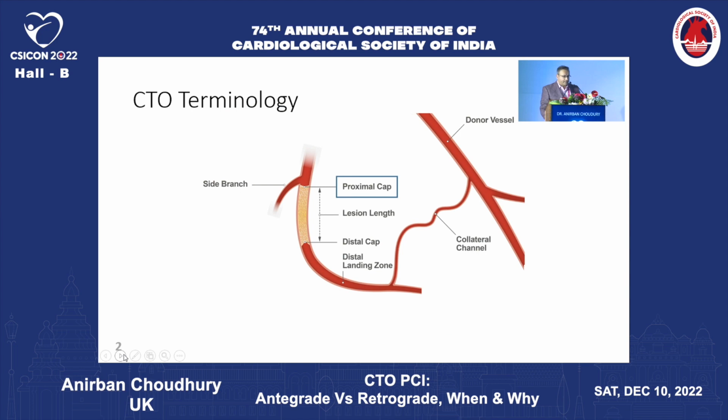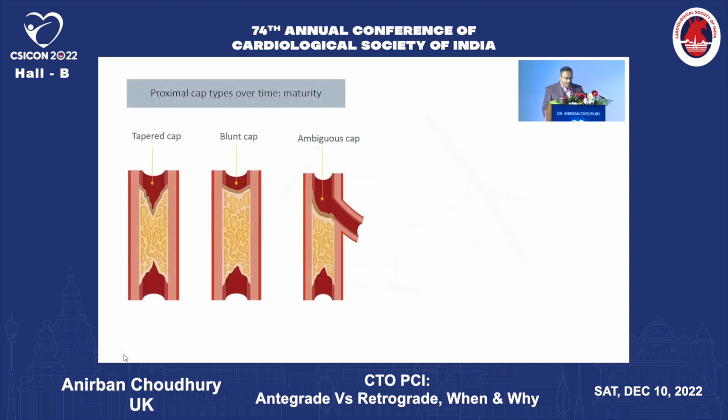So these are some of the basic terminologies of CTOs, what we describe: the proximal cap, the length of the CTO, the distal cap, the distal landing zone, and usable interventional collaterals. A lot depends upon whether we go antegrade or retrograde, depending upon the proximal cap.